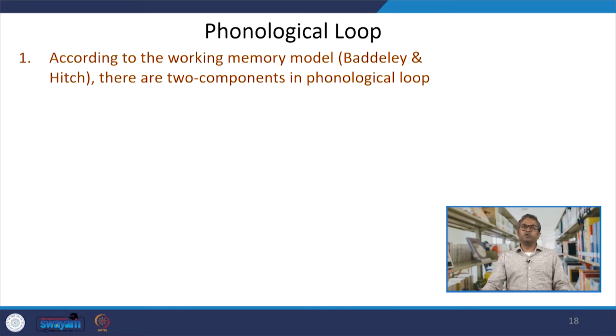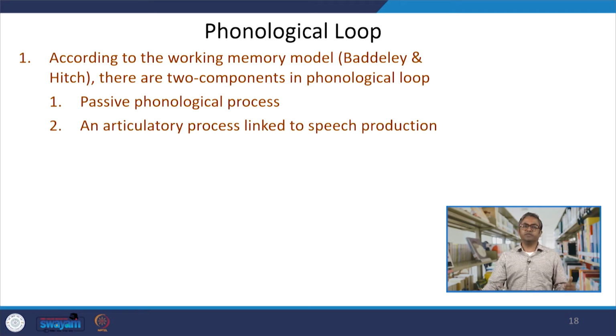Let us talk about the phonological loop. The word itself indicates the phone, the sound. But what is this system altogether? The phonological loop has two components. One is the passive phonological process, where the individual is not doing anything, and another is the articulatory process, where the participant or individual is producing speech.